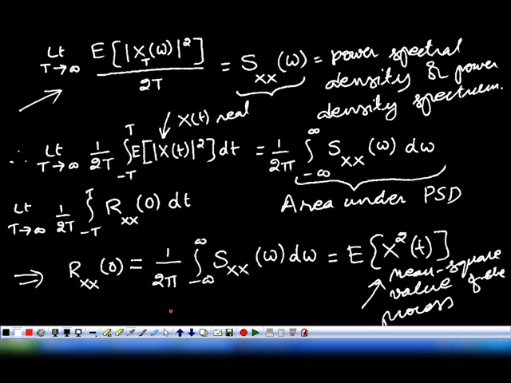Rxx of 0 is equivalent to this much. That is, if you know the power spectral density of the random process, find the area under the power spectral density, divide by 2 pi, and you will get the mean square value. What do you mean by mean square value? Mean square value is nothing but the power. It indicates the power. I will modify this equation.